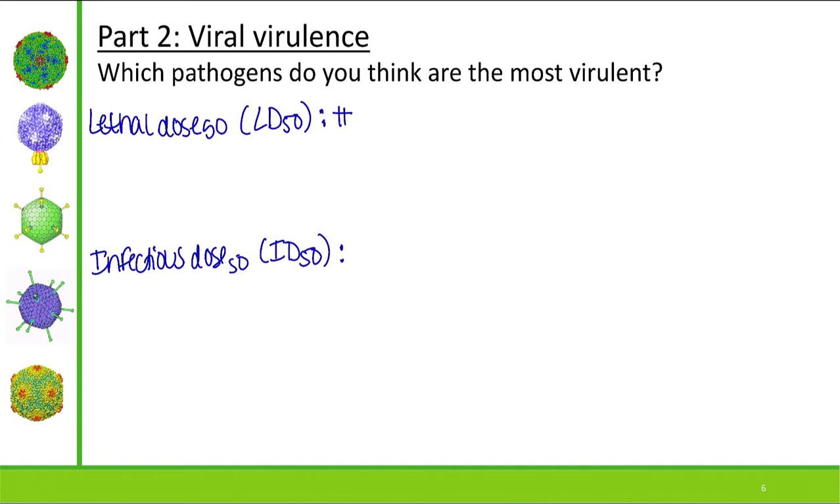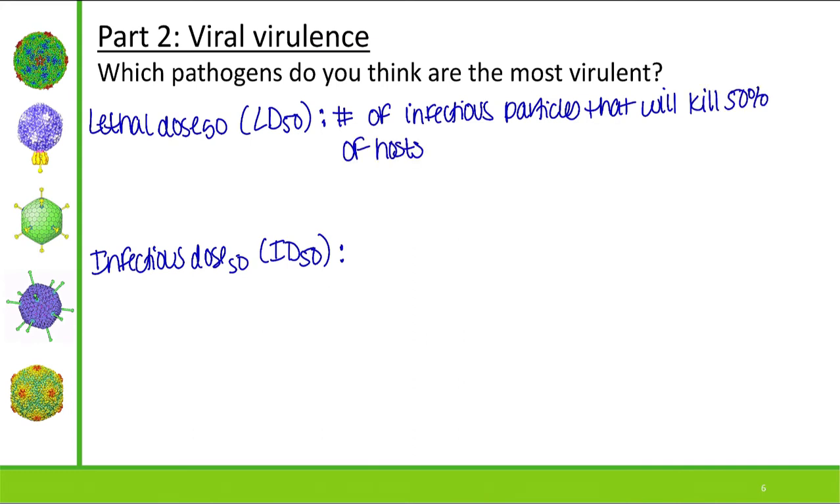So the lethal dose 50 is the number of infectious particles that will kill 50% of the host. And although we're talking about these two terms from the perspective of virology, these can also be expanded to include other pathogens as well. So for bacteria, we would say the number of bacterial cells that would kill 50% of hosts. These are terms that are used pretty broadly across microbiology and virology.